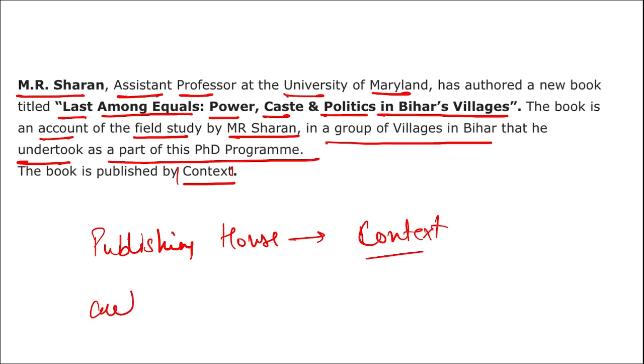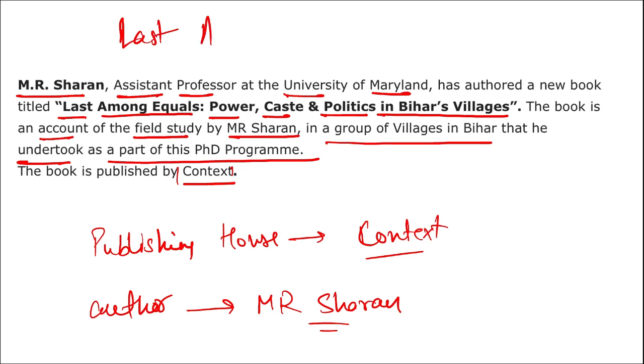Alright, who is the author we are talking about? Author is M.R. Sharan. And what is the name of the book? Book's name is Last Among Equals. Alright, this is the name of the book. Highly important, so pay attention.